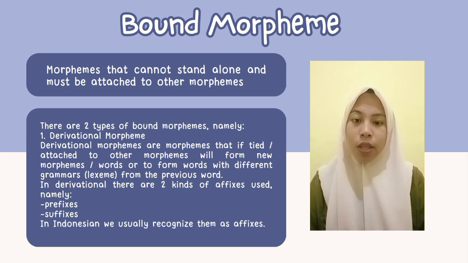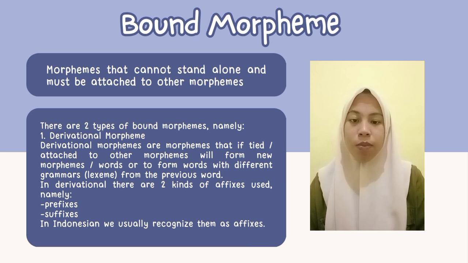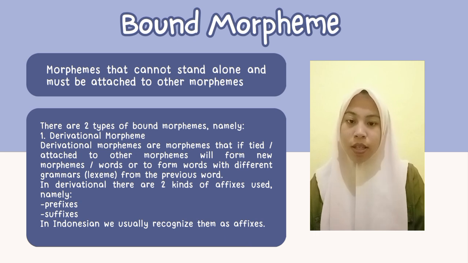And there are two types of bound morphemes, namely, first, derivational morpheme. Derivational morphemes are morphemes that, if attached to other morphemes, will form new morphemes or words with a different grammatical category or lexeme from the previous word. And in the derivational, there are two kinds of affixes used, namely prefix and suffix. And in Indonesian, we usually recognize them as affixes.